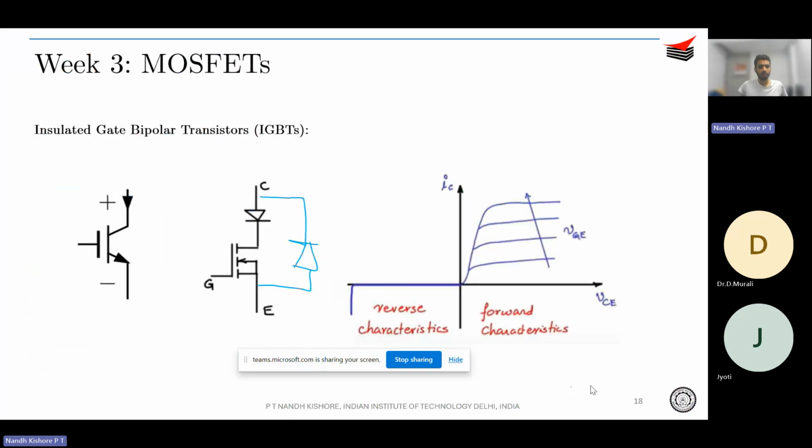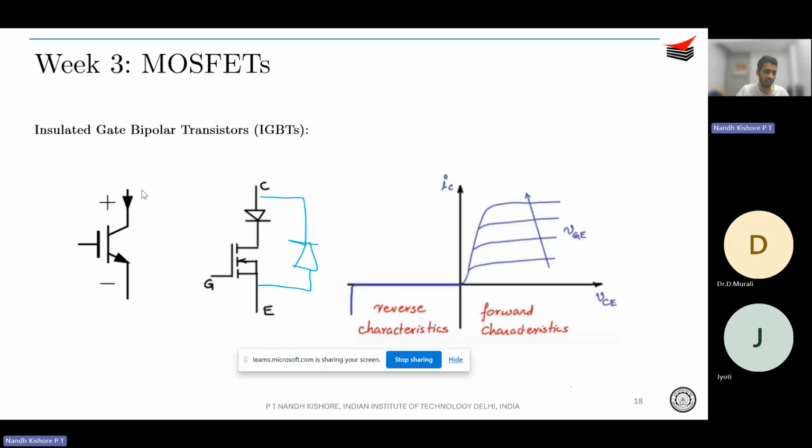Okay, so you see over here, the IGBT is kind of a hybrid between your MOSFETs and BJTs. The advantage you get with a BJT is that it's a current controlled current source, right? And with MOSFETs, you get a voltage controlled current source.